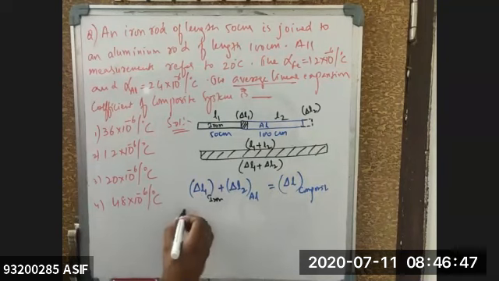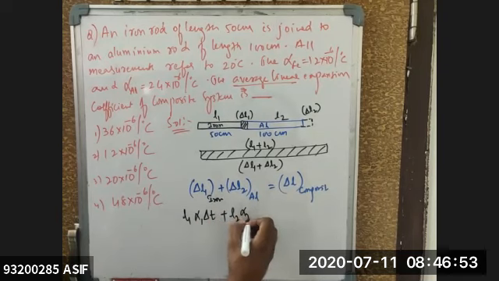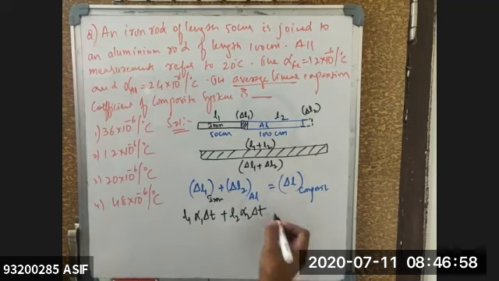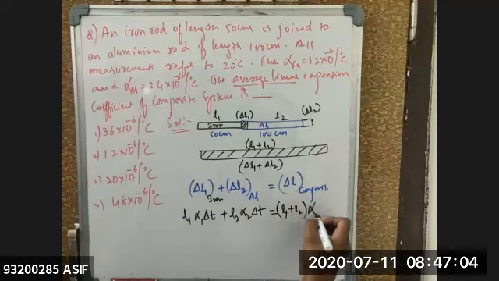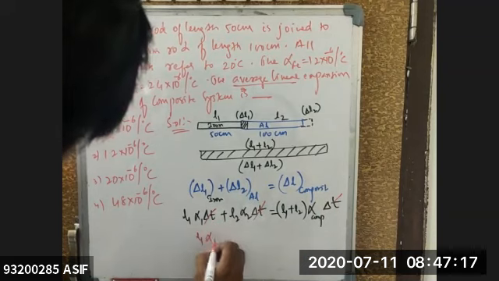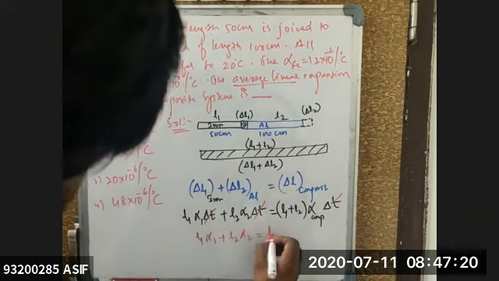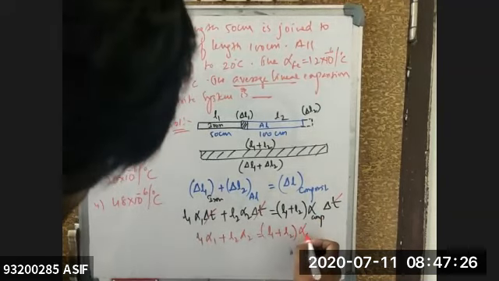Now you know the expansion formula, beta. Delta L is equal to how much? L1 into alpha 1 into delta T, plus L2 into alpha 2 into delta T, because the temperature change is the same given condition. That will become equal to L1 plus L2 into alpha of the composite into delta T, isn't it? So this delta T and this delta T get cancelled. Remaining is L1 alpha 1 plus L2 alpha 2 equals L1 plus L2 times alpha of the composite.